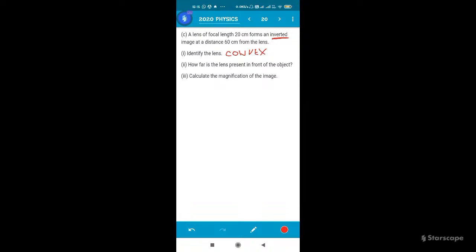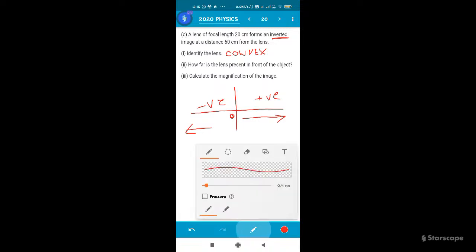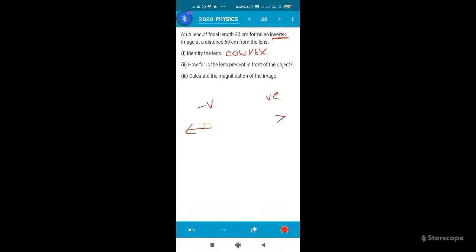How do you remember which one is positive and which one is negative? We have to consider the lens to be the origin or O, and whatever is to the right of that lens, that will be positive, and whatever is to the left of the lens, that will be negative. Just like in case of a number line, the same thing you have to follow here also. So let's do it. We have to find how far is the lens present in front of the object. That means you have to find the object distance u.